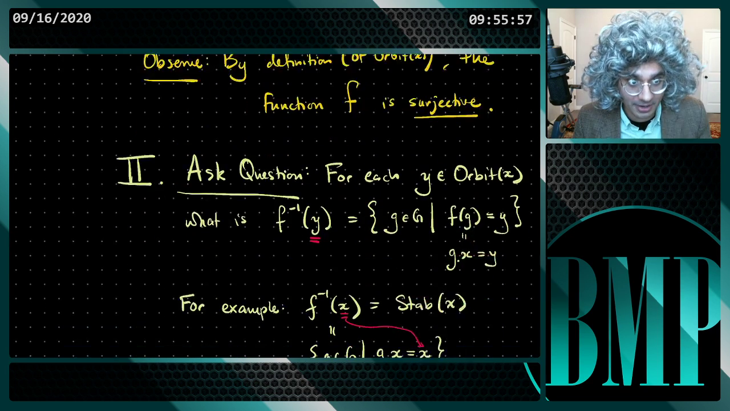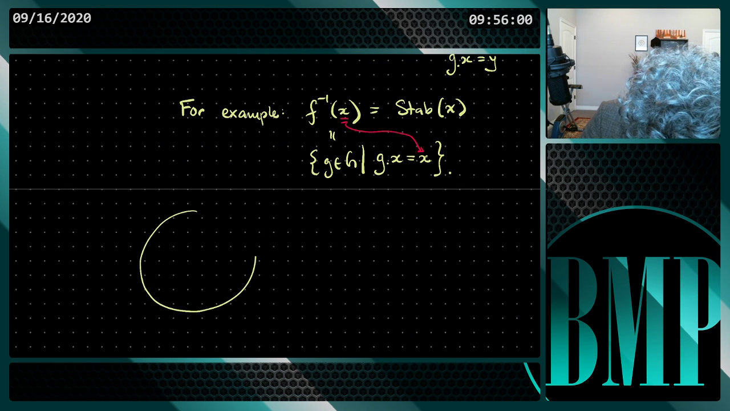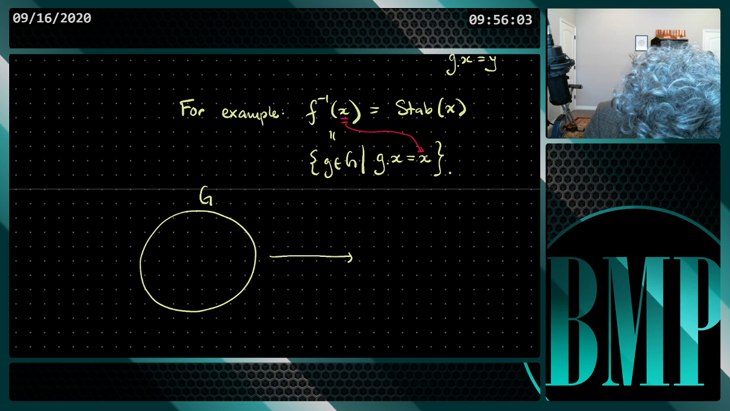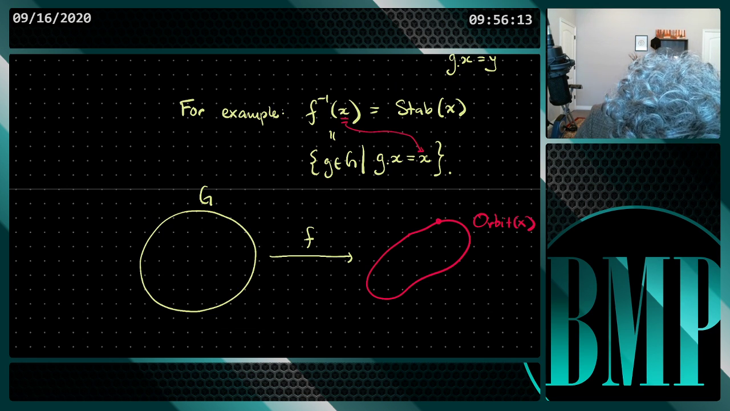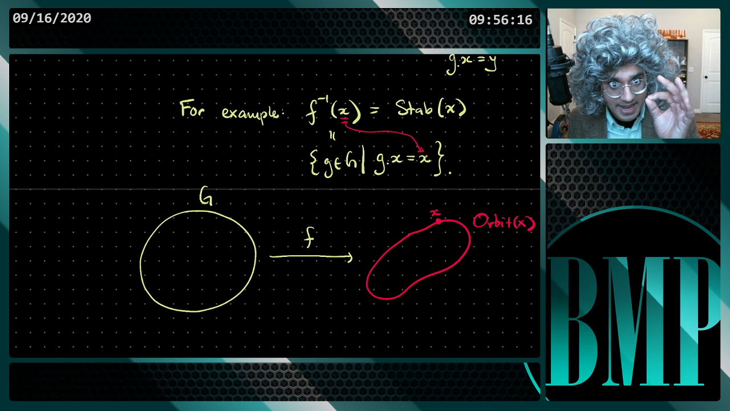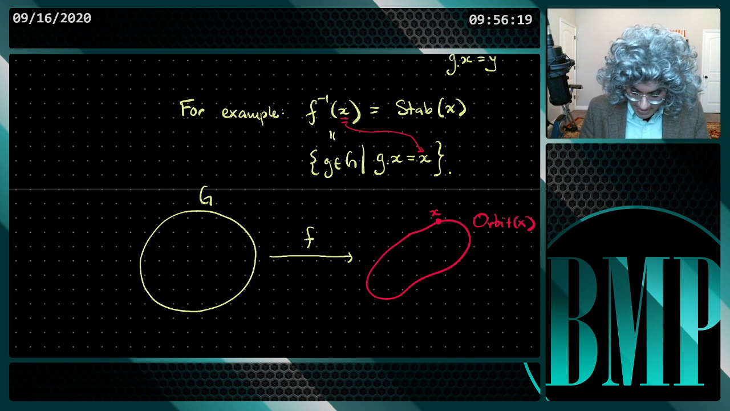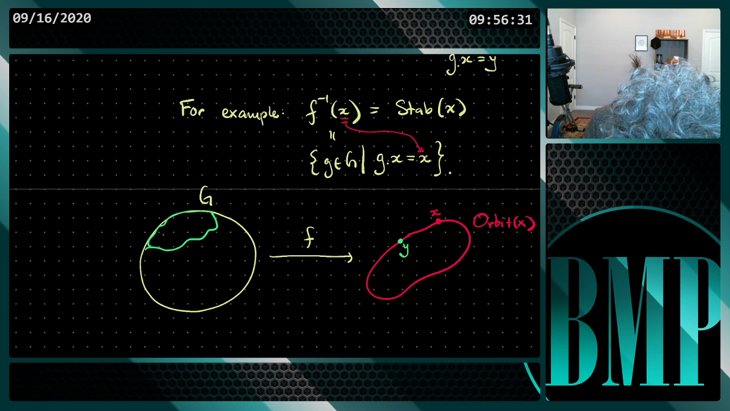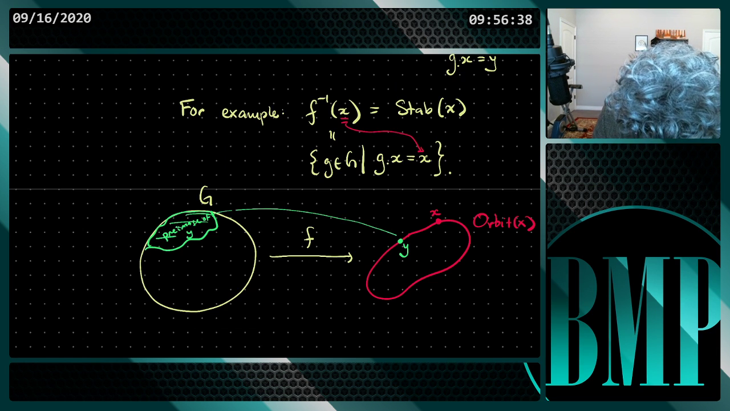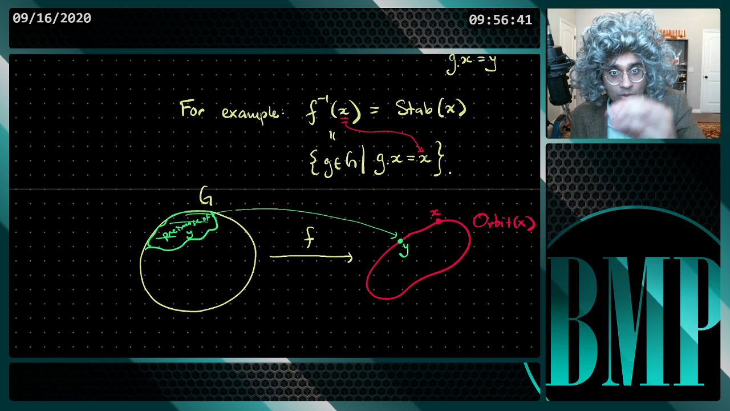All right? So I'm going to draw a picture real fast. G, f, and then the orbit. And in this orbit, there's our element X, but there's all kinds of other elements too. And for each element in the orbit, what I'm interested in is the preimage. All of this stuff is the stuff that under the mapping went to y.